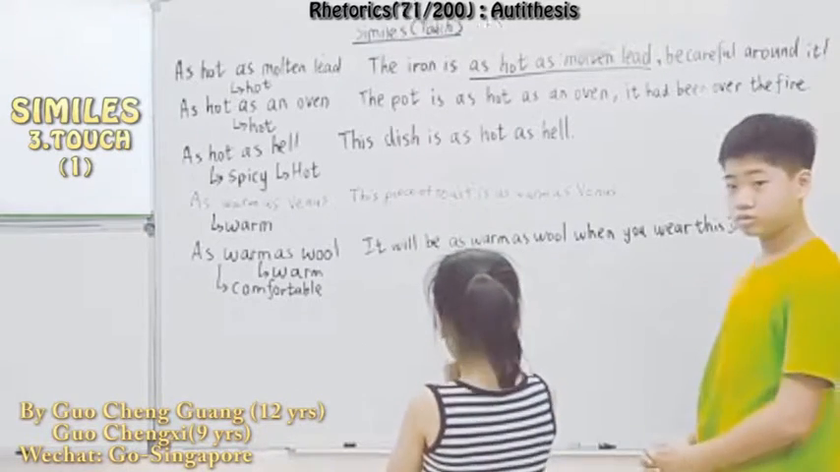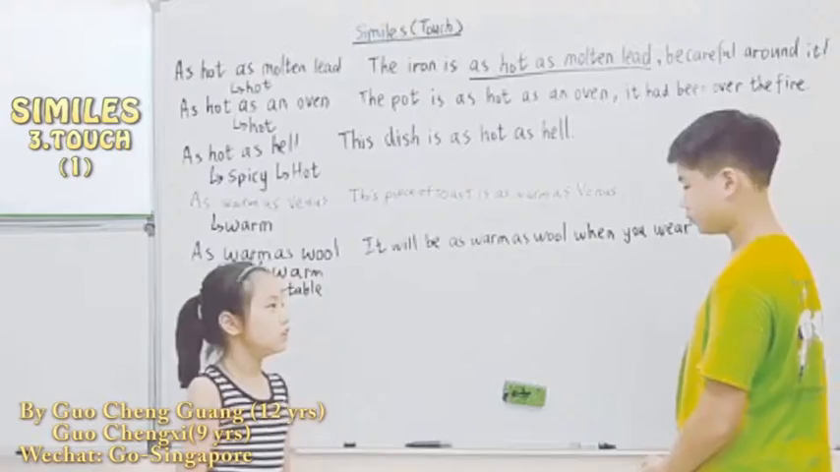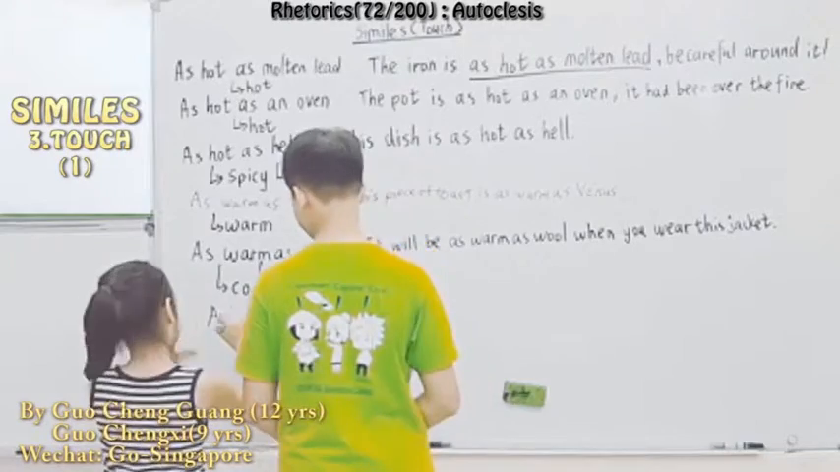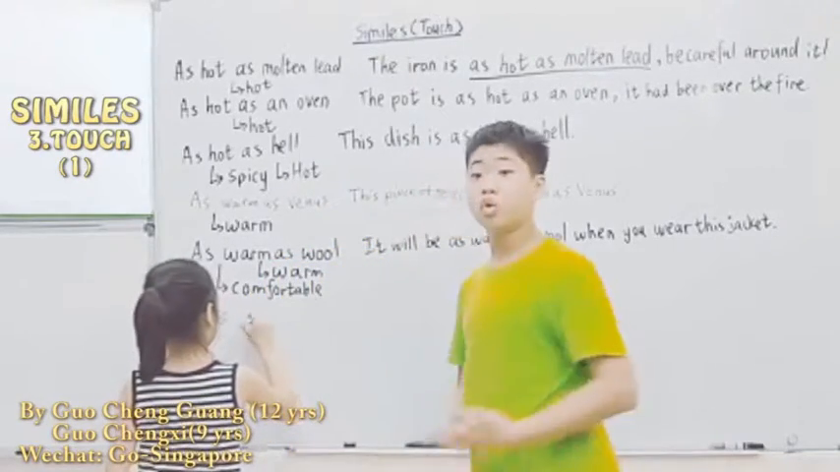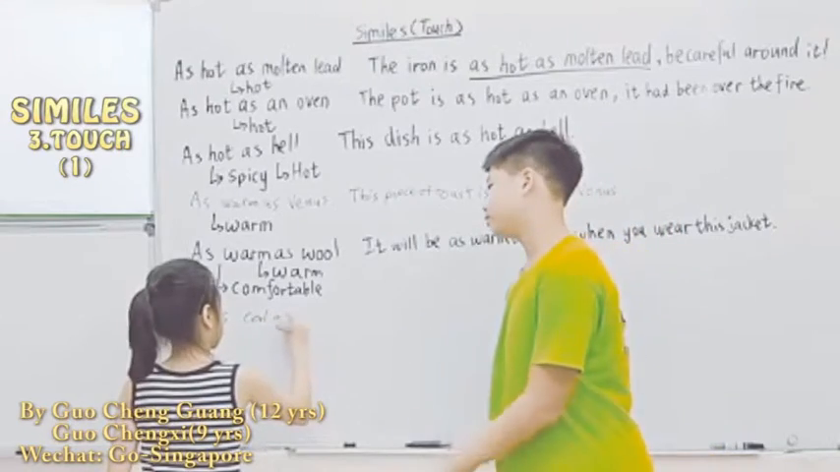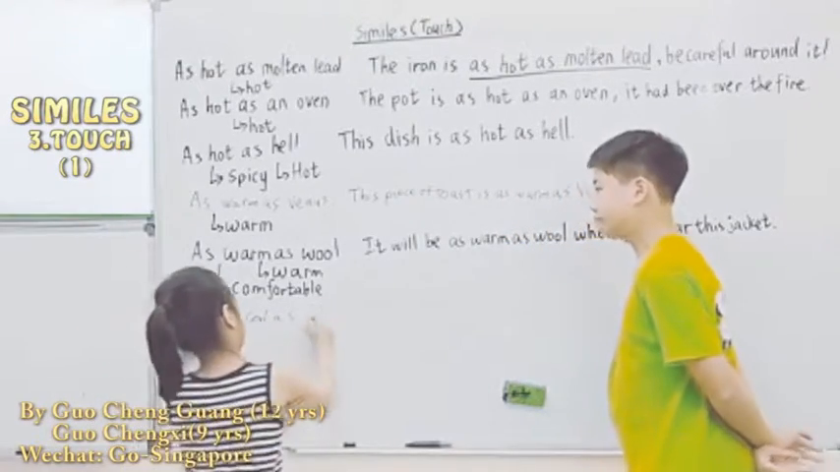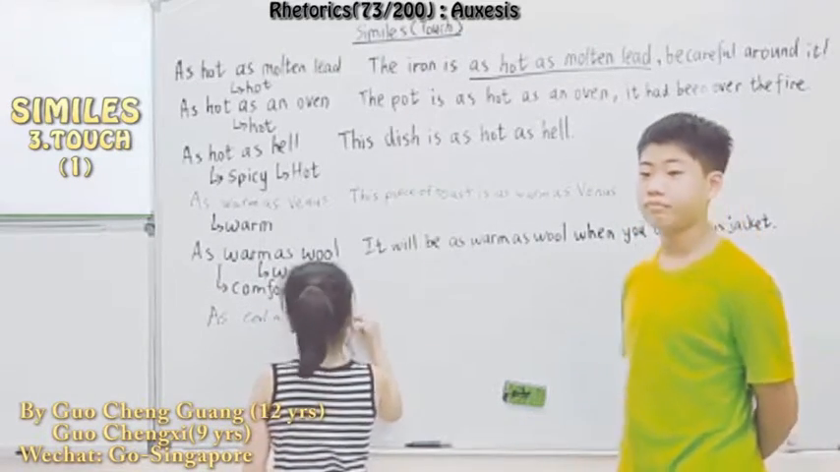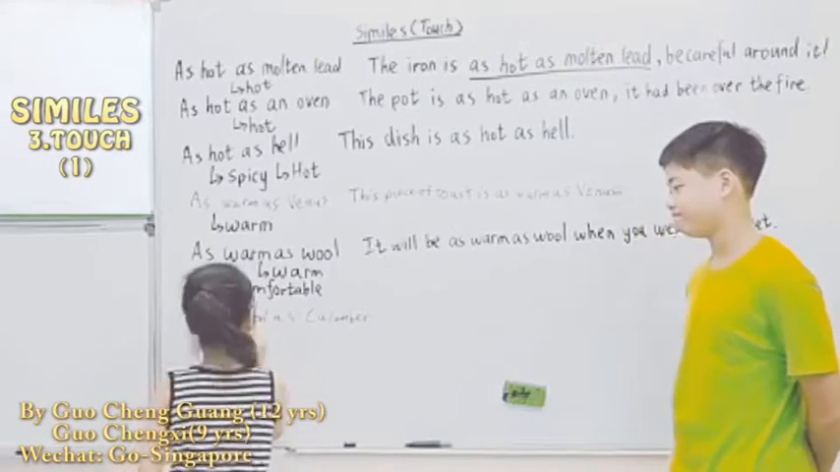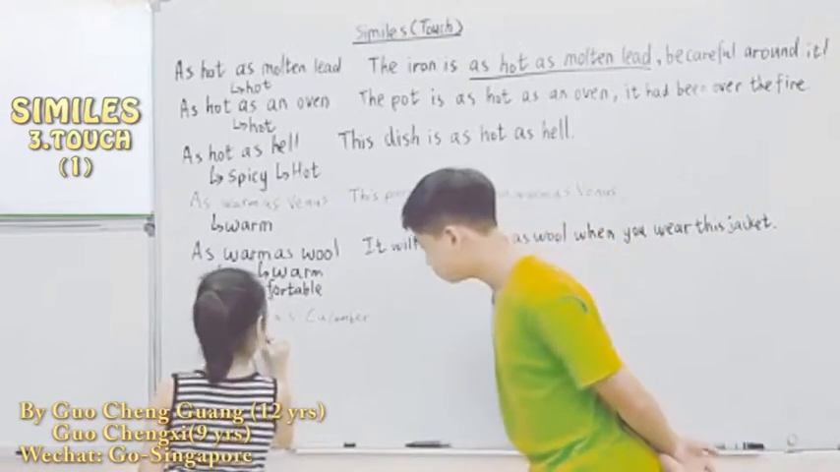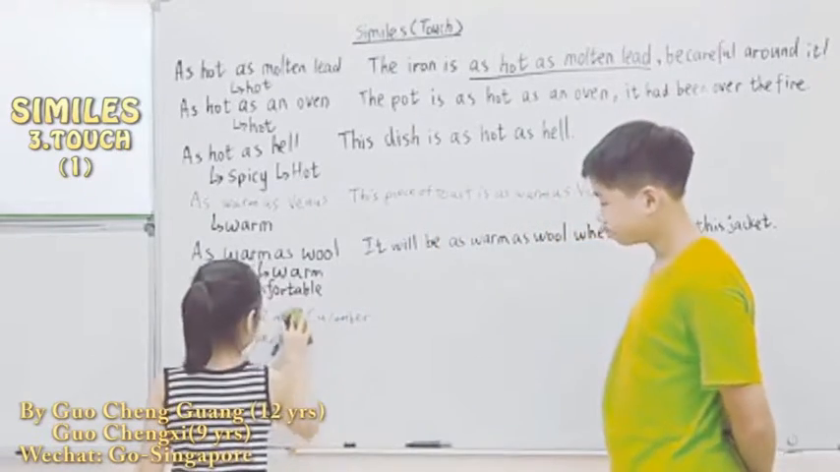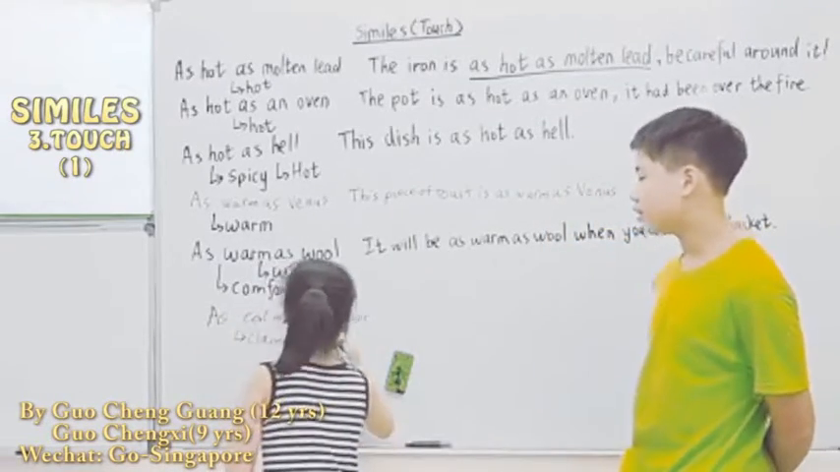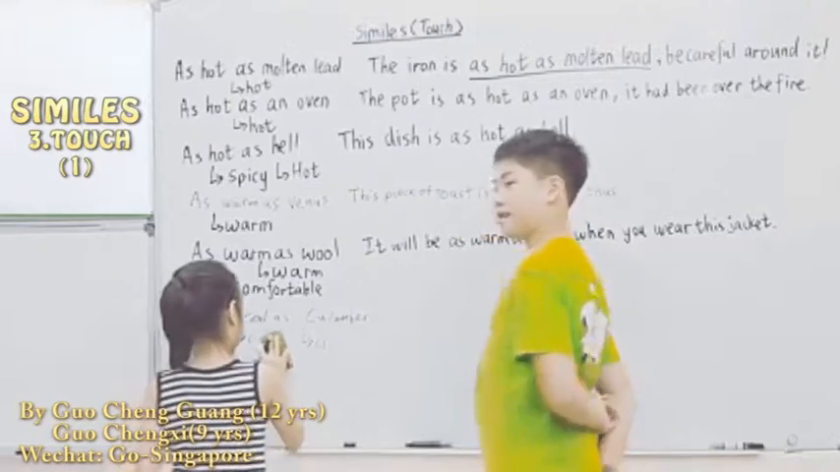Warm can also be comfortable, right? So afterwards, cool. I'm gonna give one. As cool as something, right? So as cool as a cucumber. Now what does that actually mean? Cool. Calm. Calm or cool. You want calm, right? It's C-A-L-M.